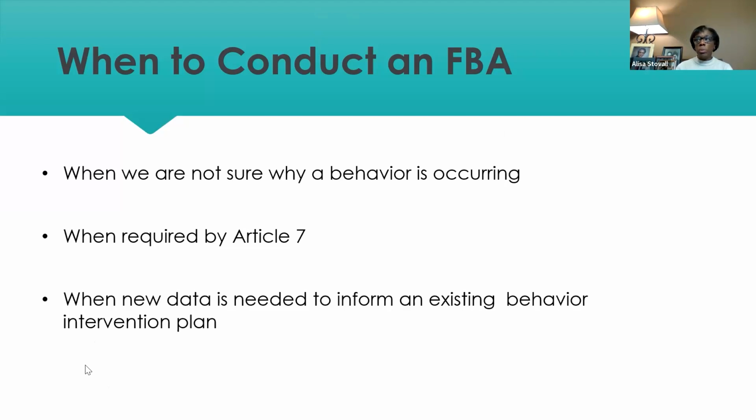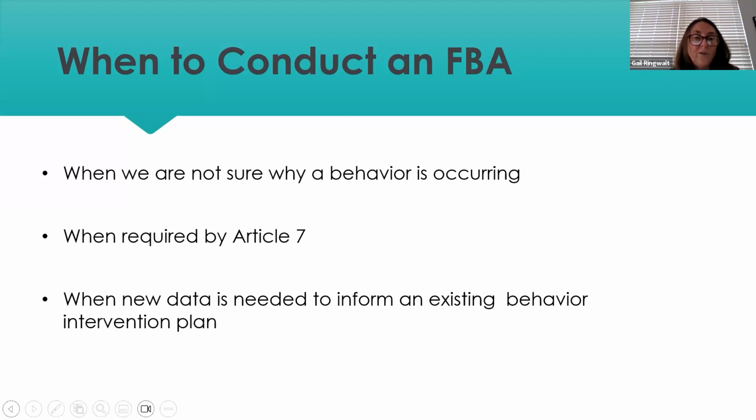There are times when it's part of Article 7, and it says we must do that. And the other thing is when you need new data to inform an existing behavior plan. When the plan stops working, we might need to address everything and take another look and see if there is something more. So we'll get new data. Okay, so here's the important part of that last bullet. When new data is needed to inform an existing behavior intervention plan.